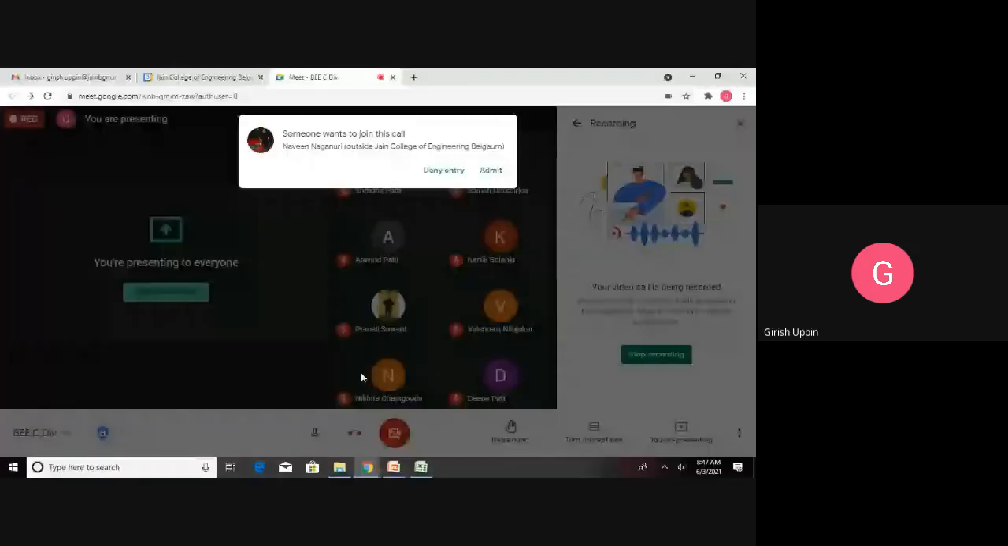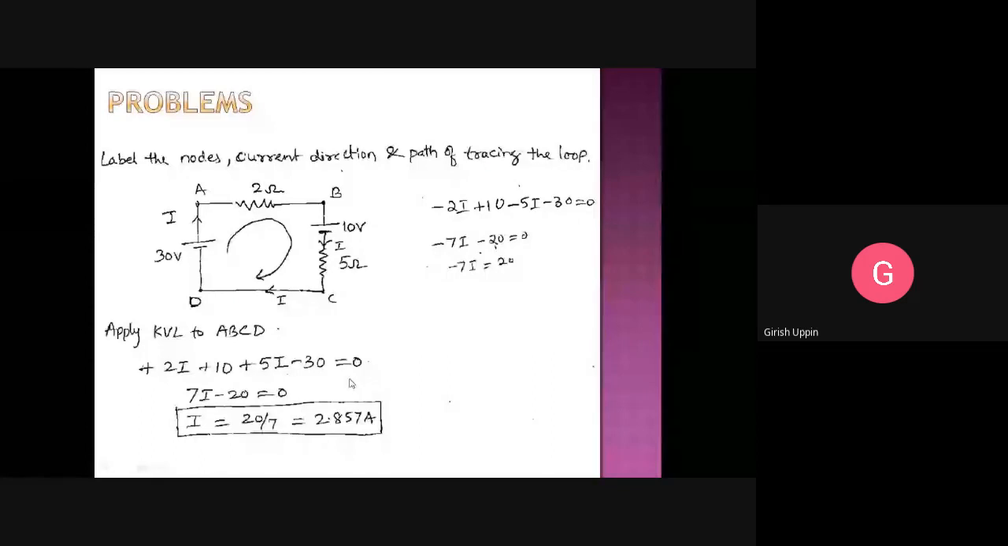Now, if you simplify this, 2 plus 5 is 7, so 7I, and 10 minus 30 is minus 20. Therefore, 7I minus 20 is equal to 0, or I is equal to 20 divided by 7, 2.857 amperes. Any questions?